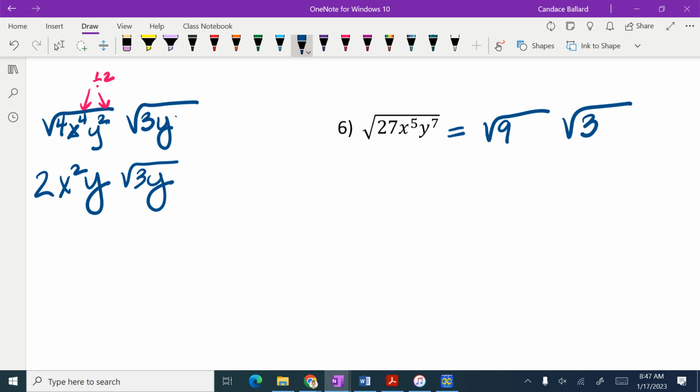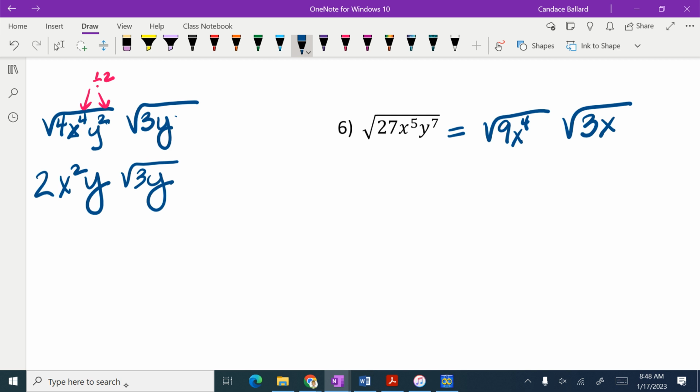Okay. I'm looking for the highest even exponent, and my leftovers are going to go in the can't do box. So what's the biggest even number that's... 4. Good. What would be left over? 1. It's always going to be 1, isn't it? Because the number before it is always going to be the even number, right? So it's only ever going to be exponents of 1 back here, okay, for square roots.